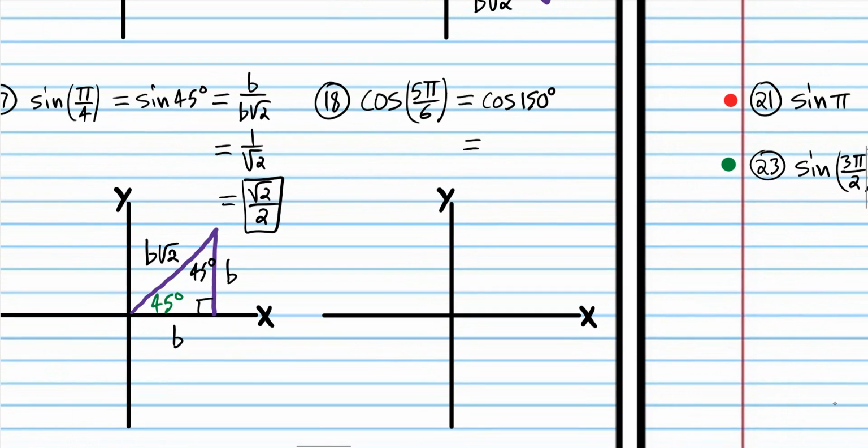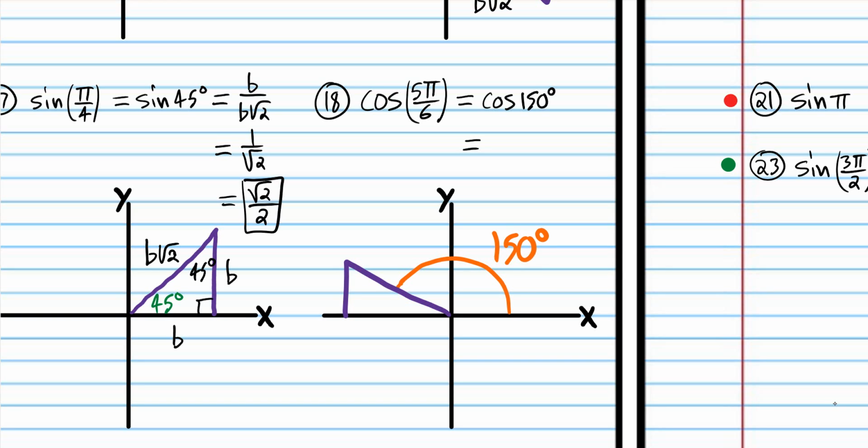And so we're really looking for cosine 150. 150 would be about there, roughly. And so that's going to be our triangle. And our reference angle is going to be 30 degrees, and by the triangle sum theorem, this angle is going to be 60 degrees. So we have a 30, 60, 90 degree triangle.